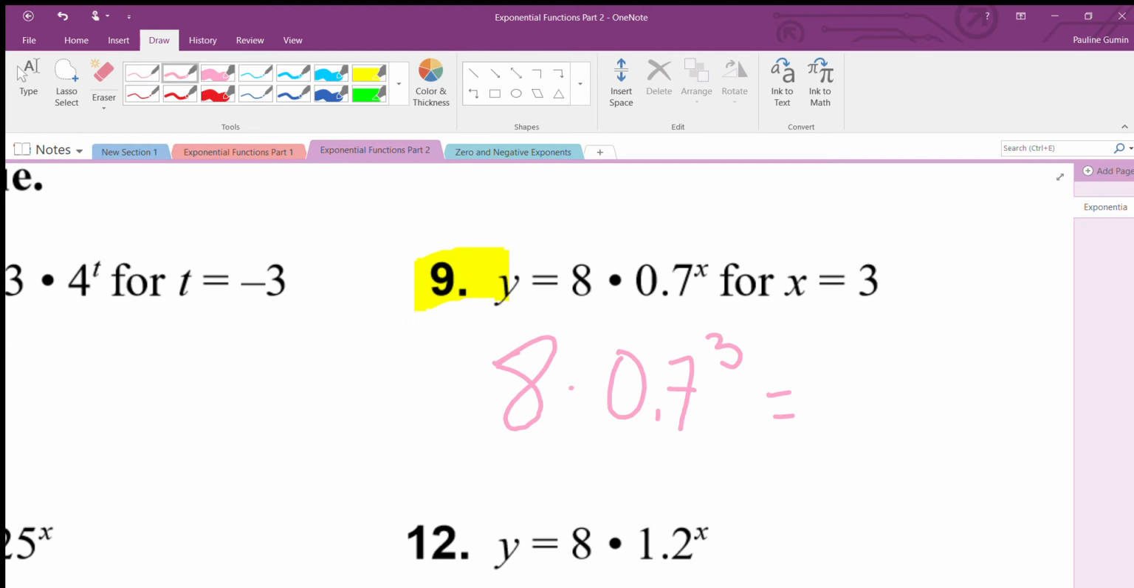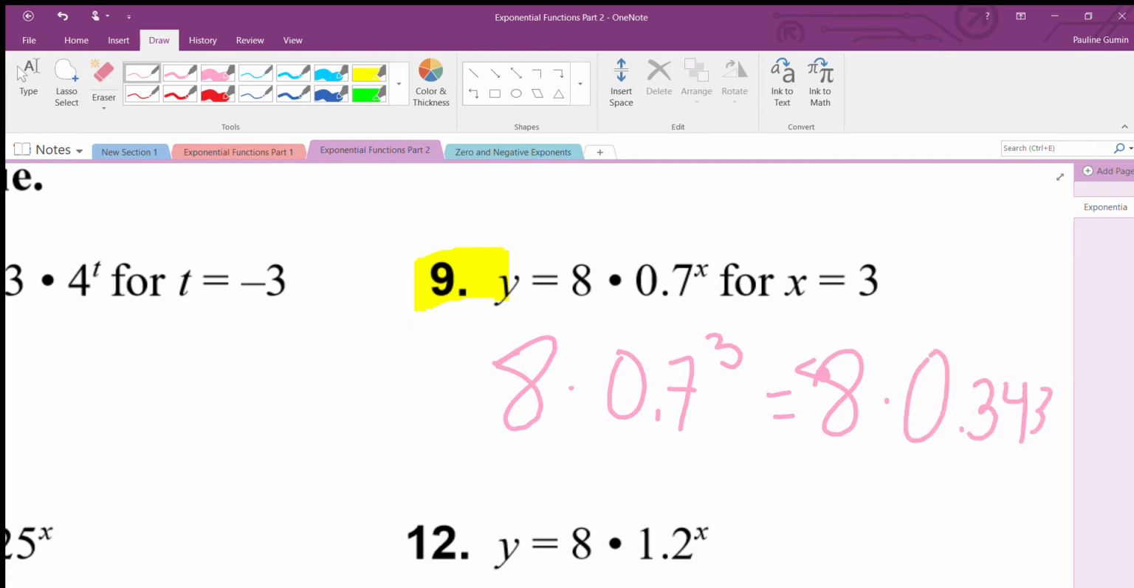Okay, so we have 8, whoops, I selected the thicker one, I don't want that. Okay, so we have 8 times 2, whoops, I multiplied, oh my gosh, I can't believe I multiplied 7 by 3. Shame on you, Miss Gumin, shame on you. 0.343.